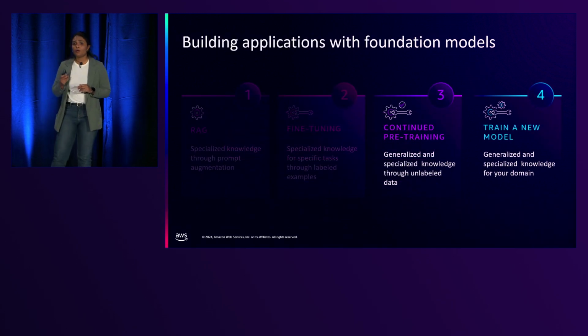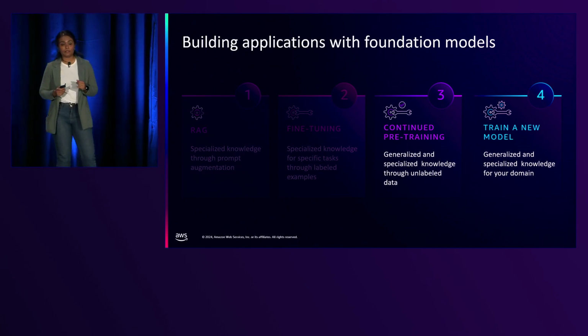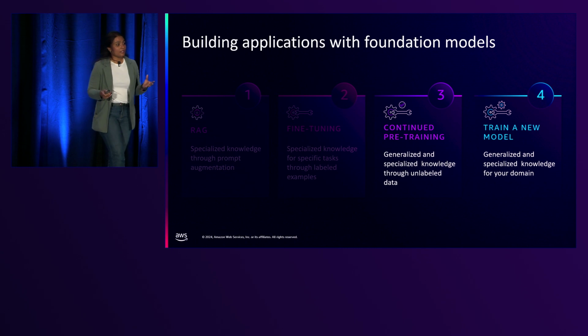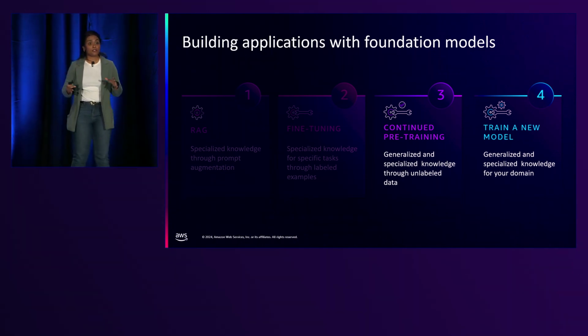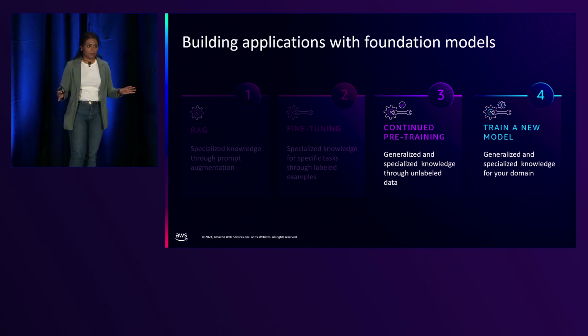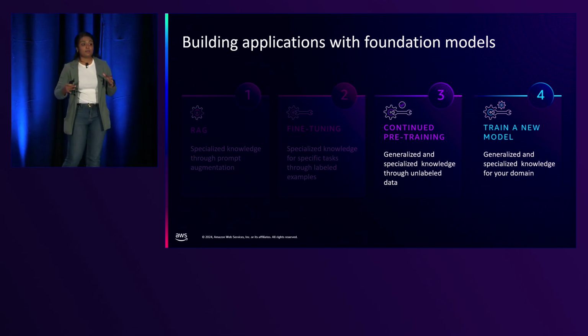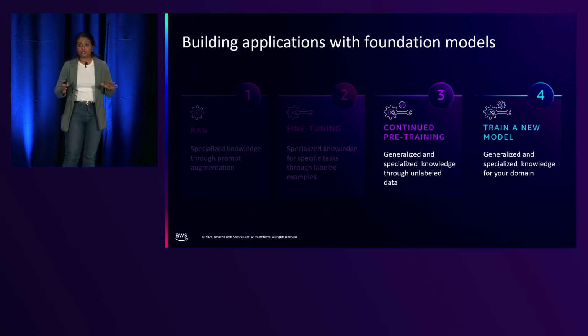Coming back to the slide, one final time, we want to talk about continued pre-training as well as training a new model. Now, if you're considering these two approaches, you probably have not found the output you want from RAG or fine-tuning. With continued pre-training, you're really picking up where the model provider left off. And you're using your enterprise's data to not only extend the specialized knowledge, but also the generalized knowledge of the model. Training a new model, exactly what it says, you're training a model from scratch.